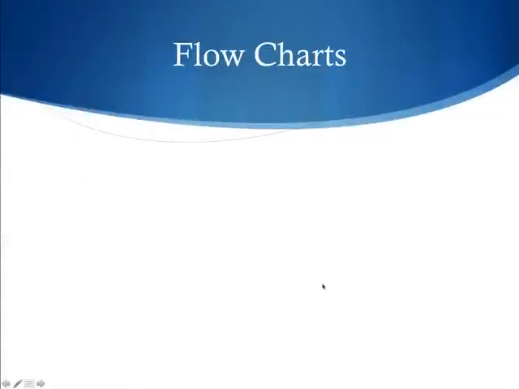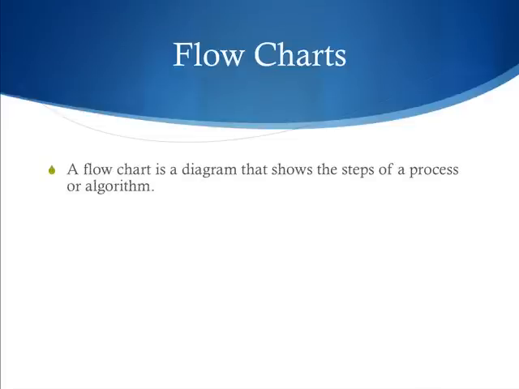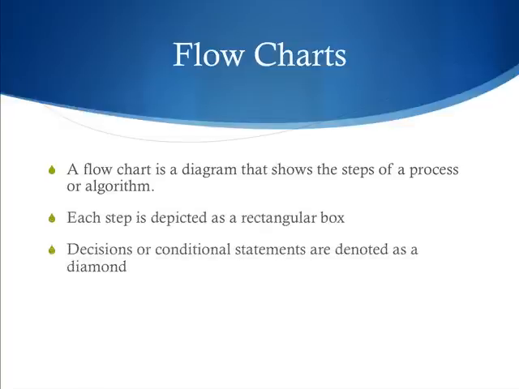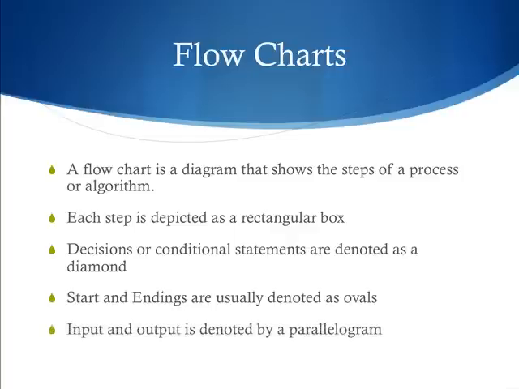One of the ways that we can sort of map these decisions out before we even start writing code is through something called a flowchart. A flowchart is a diagram that shows the steps of a process or algorithm. Each step is depicted as a rectangular box. Every decision or conditional statement is denoted as a diamond. And the starts and endings of a particular algorithm or program are usually denoted as ovals. When we're getting input and output, it's usually denoted by a parallelogram.